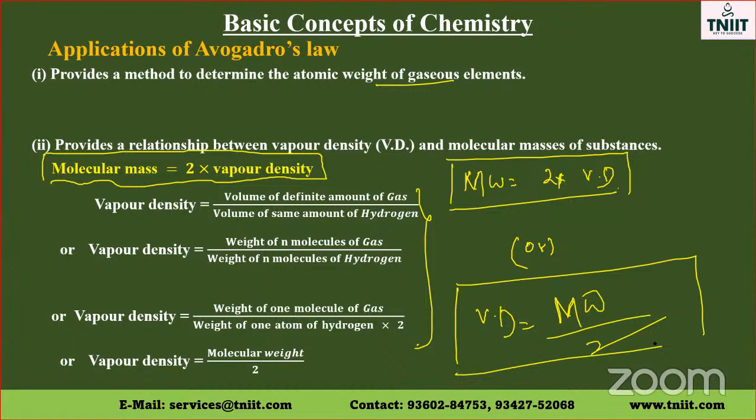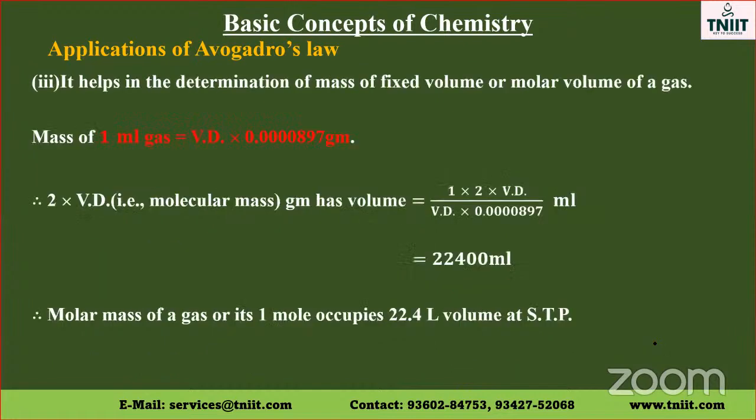Next, the third application: it helps in determination of mass of a fixed volume or molar volume of a gas. Mass of 1 ml of a gas is vapor density into 0.0000897 grams. So 2 into vapor density is nothing but molecular mass. Molecular mass will be equal to 2 into vapor density divided by vapor density into 0.0000897, that is 22,400 ml. So the molar mass of a gas, or 1 mole, occupies 22.4 liters.